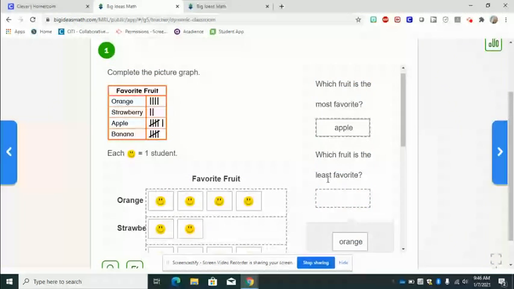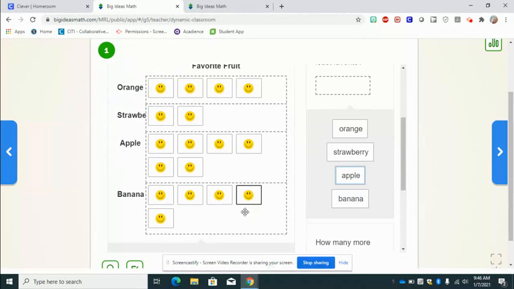And then which fruit is the least favorite? That means which one had the smallest amount. So looking at our pictures, if we look beside orange, there's 4. Strawberry has 2. Apple has 1, 2, 3, 4, 5, 6, and banana has 5. So strawberry has the least amount. Strawberry has 2.